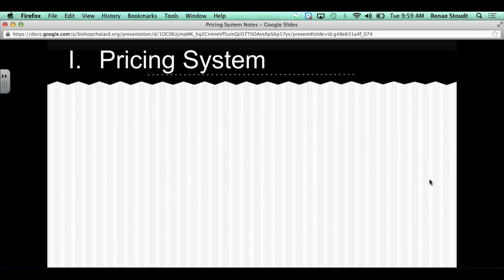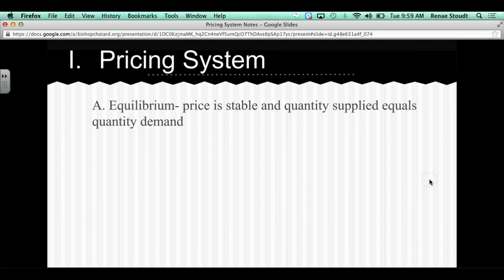And so there's a couple of things that we use to determine prices. The first thing we have to talk about, and I'm going to give you the formal definition of equilibrium: the price is stable and quantity supplied equals quantity demanded. Okay? Equilibrium, remember, is where our supply and demand curves meet. So that makes sense that at that specific price, your quantity supplied and your quantity demanded are going to be the same. Like we said for our warm-up, this is where we want to be. This tells us what the price should be.